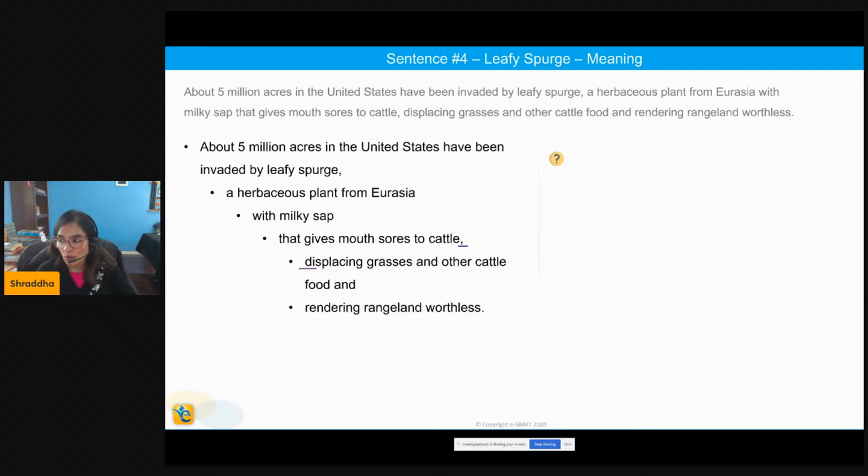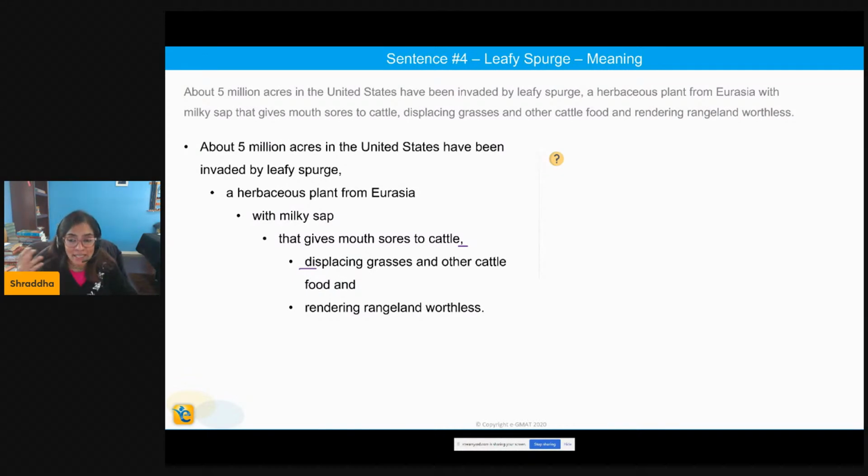Okay. So, is the sentence saying that milky sap gives mouth sores to cattle by displacing grasses and other cattle food? Does this how aspect make sense? I mean, how does it make sense? It is the milky sap that's giving mouth sores. Milky sap is a liquid, it cannot displace or replace grasses or other cattle food. So this how aspect does not make sense at all in the sentence.